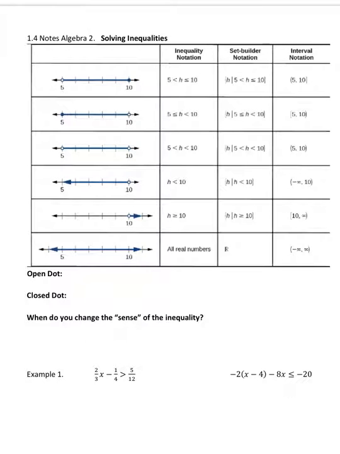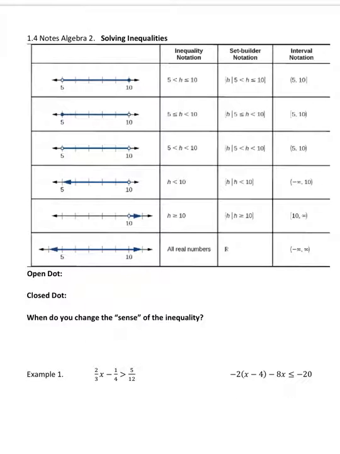This section is about inequalities, and here we're introducing set notation and interval notation. You might remember from Algebra 1 that we used inequality notation right here. So this inequality on the number line represents h is greater than 5, but h is less than or equal to 10. There's a closed dot at 10 because it includes 10, and there's an open dot at 5 because it doesn't include it.